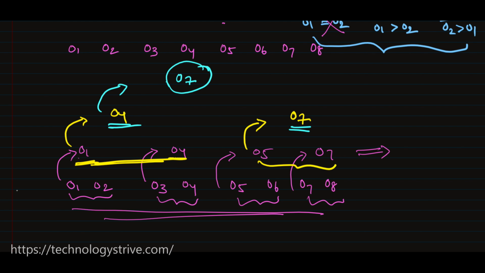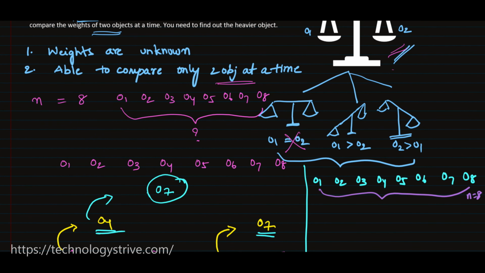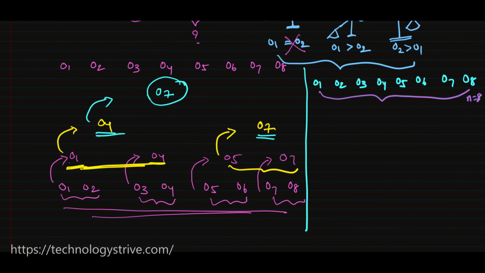Right? So once again, let's see what we have done. We are trying to divide the bigger problem into smaller problems. Because the size here is n equal to 8, we are not able to compare all 8 objects at a time; we have the limitation that we can compare only 2 objects at a time using this double pan balance. So what we try to do is split our problem into smaller subproblems. Let's assume that I am splitting the given set of objects into two sets.